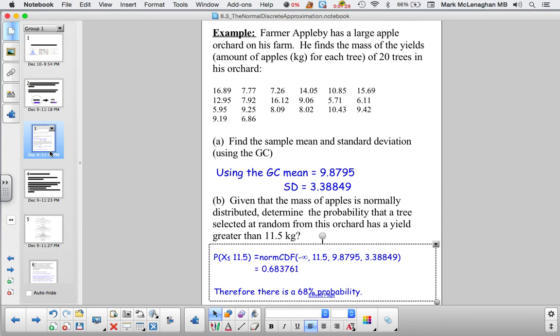Again, we can use our norm CDF, just like we did yesterday, and we get that there's about 68% probability that the tree will have, actually in this case, less than 11.5 kilograms. So if you want greater than, we'd also subtract that from 1. So actually, in reality, it would be about 32% probability that the tree would yield more than 11.5 kilograms. My mistake, I made a mistake when I was entering the data. We can see how the normal CDF works from yesterday.